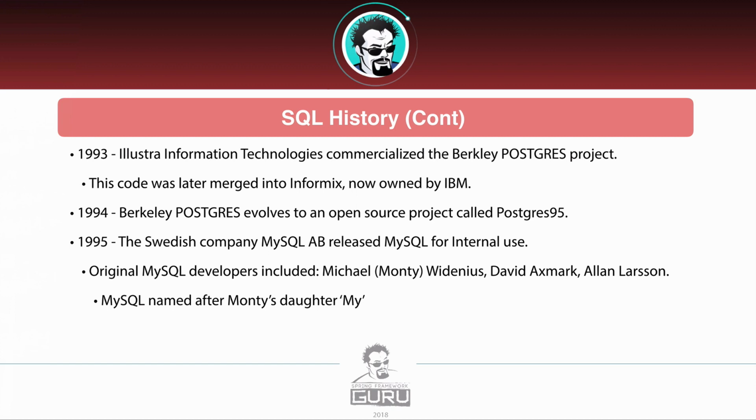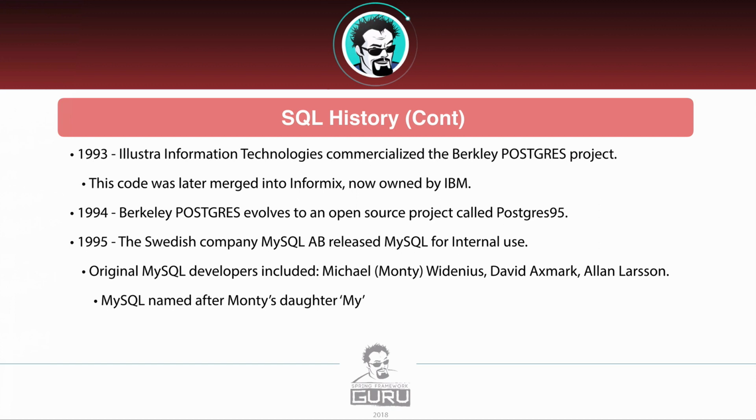Informix, back in the 90s and early 2000s, was a contender going against Oracle, but now they've got a very small market share. Now, in 1994, Postgres evolves into an open source project, and they called it Postgres 95, and they added a lot of features, and it was a significant departure from where they were at, and they're trying to get a larger following. And about the same time, a Swedish company called MySQL AB released MySQL for internal use. So it was for themselves and some internal customers.